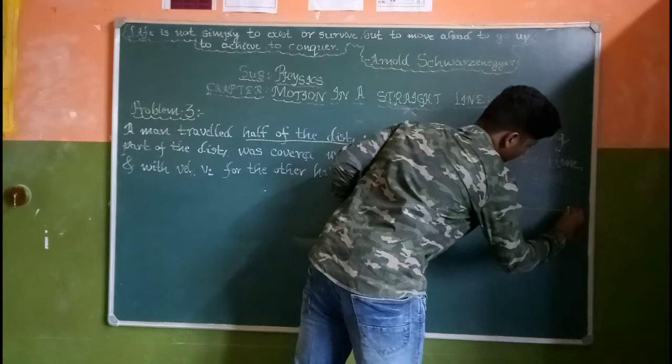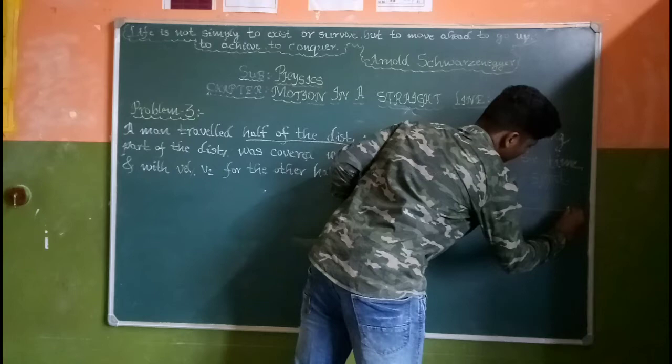Okay? And for the interval CD, V2 is equal to S2 by T by 2. That is, S2 is equal to V2 into T by 2. Okay? So what will it give while adding S1 and S2? It will give you S, right?